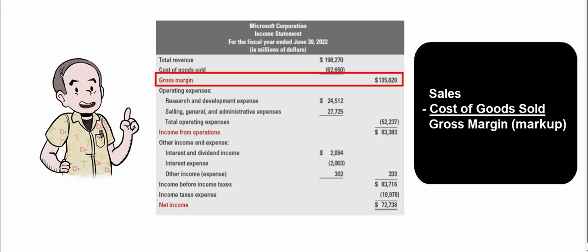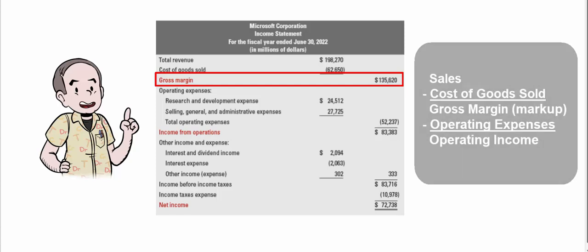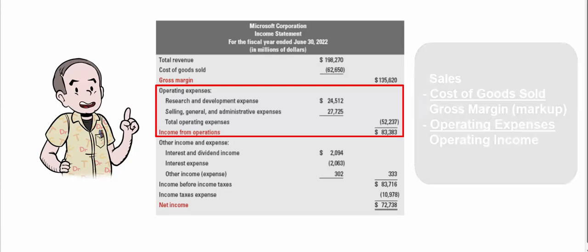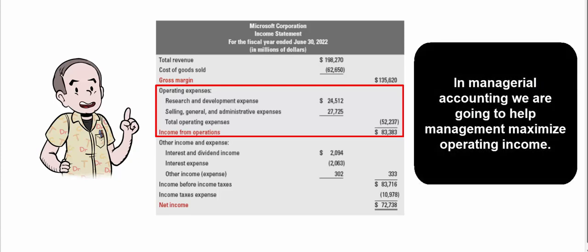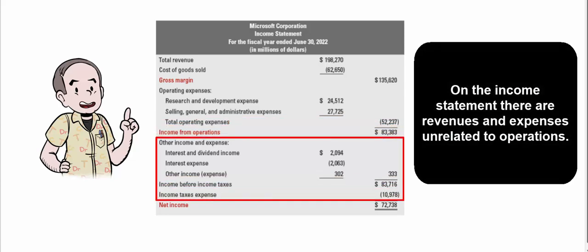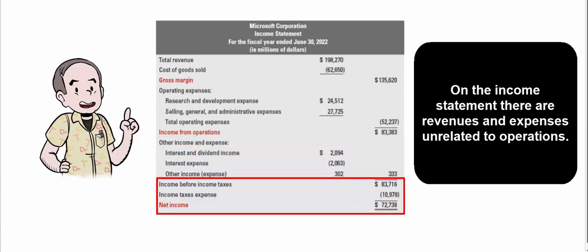That's the markup. But there are also operating expenses. So gross margin minus operating expenses gives us income from operations. And that's what we're going to look at in managerial accounting. We're going to spend a lot of energy helping management maximize income from operations, or as we might call it, operating income. Then on the income statement, we add and subtract other things like interest and dividend income, interest expense, and other income and expenses. Then we'll have income before taxes, minus taxes gives us net income. This is our report card. Did we make money or did we lose money over the last year?